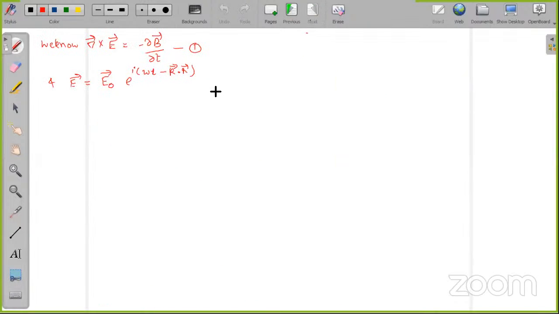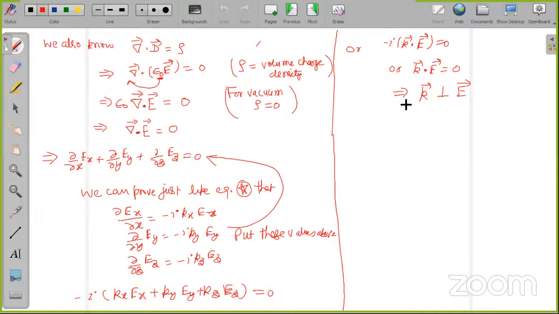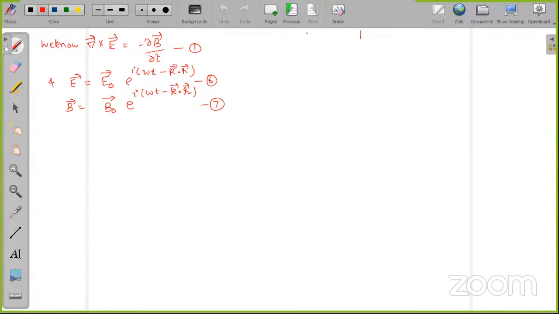Okay. This was equation 6, and B vector is equal to B0 vector e raised to power iota omega t minus k dot r. This is equation 7. Is it okay? Sir, can you show the third page? Last page, sir. Okay, please wait. This one. Take screenshot. Done, sir.